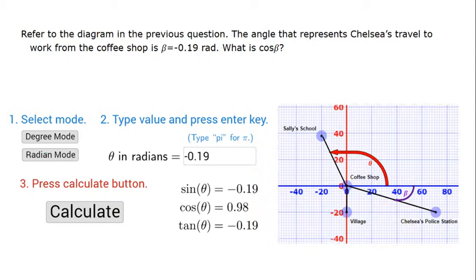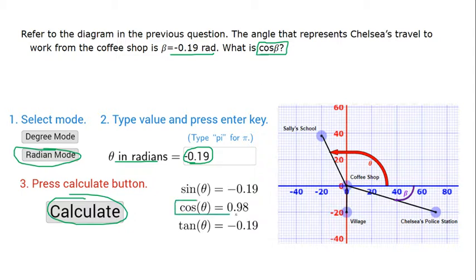So again, I use the online tool, make sure I'm in radian mode. So it says theta in radians, type in the negative 0.19 since that's my beta angle. Hit calculate, and it gives me sine, cosine, tangent. So my question asks me what is cosine of beta. So I'm going to look just at the cosine beta, and that means that cosine beta is 0.98. My cosine value is 0.98, so cosine of beta is 0.98.